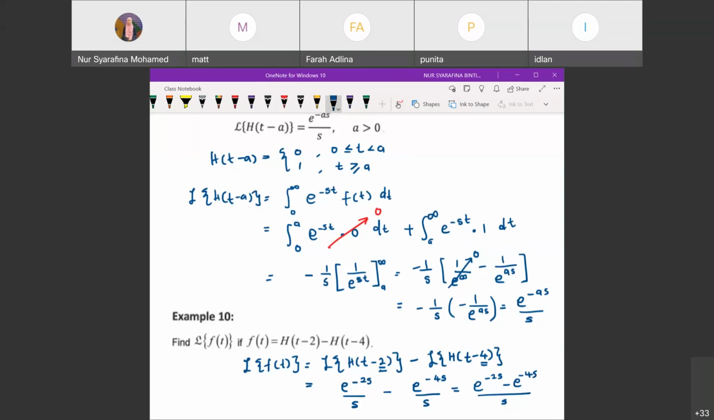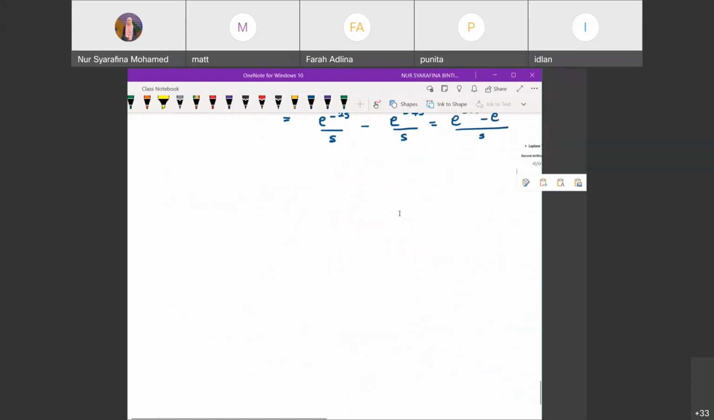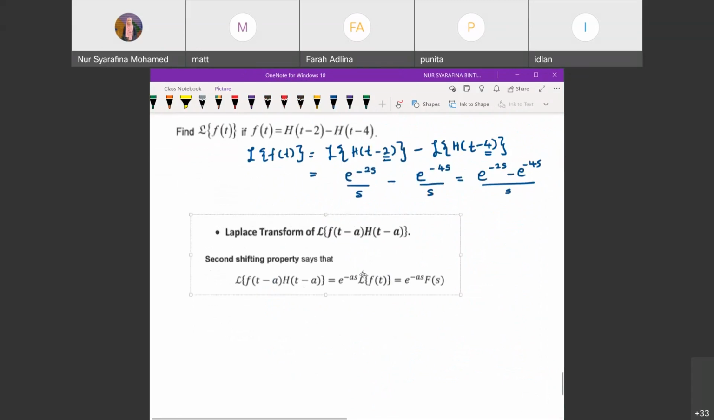So this is how we transform a unit step function. Any question? Okay, good. All clear. So next, you know how to transform a unit step function. Now we introduce another property, where we apply our second shifting property.